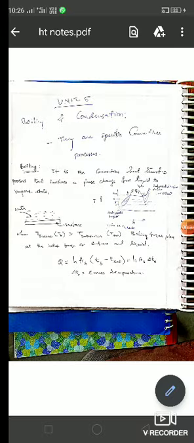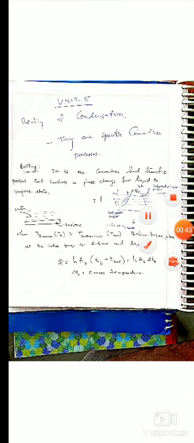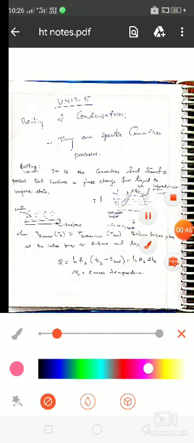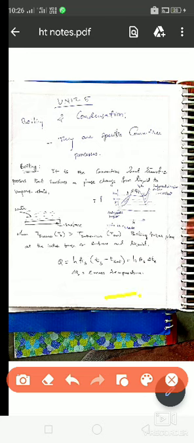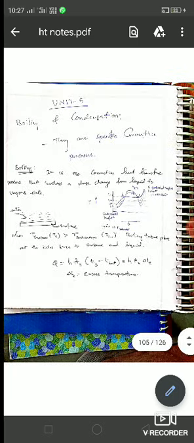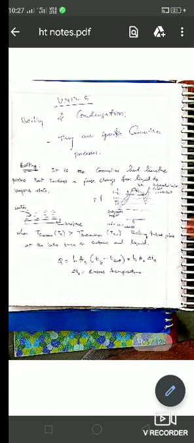What's boiling? Boiling, or it can be a condensation. It's all convective processes. They are specific convective processes. See, what's the boiling? Boiling is the convective heat transfer process that involves a phase change from liquid to vapor state.